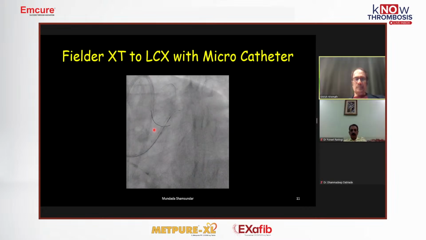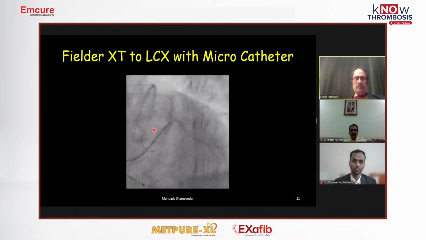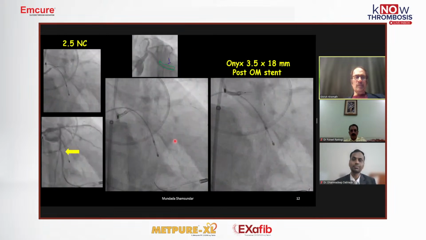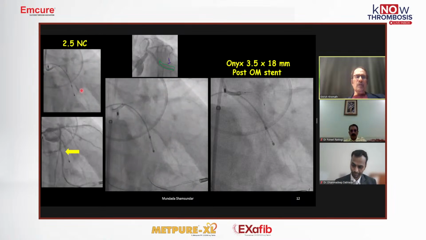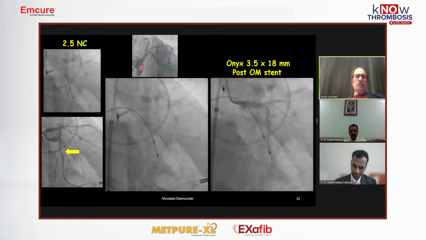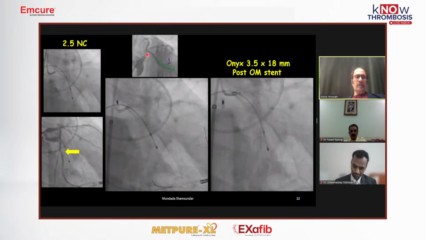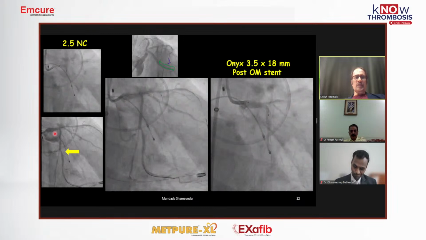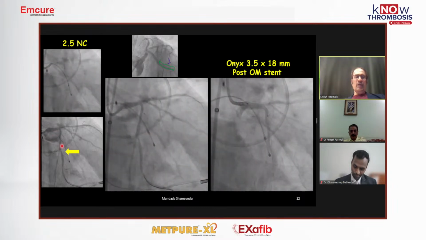This same Fielder XT microcatheter combination was also used to get into the circumflex, as you can see here. And so we did an NC balloon 2.5 at the left main distally, the balloon looking towards the circumflex, as you can see here. The whole idea was to dilate the simple lesion first and stent it.